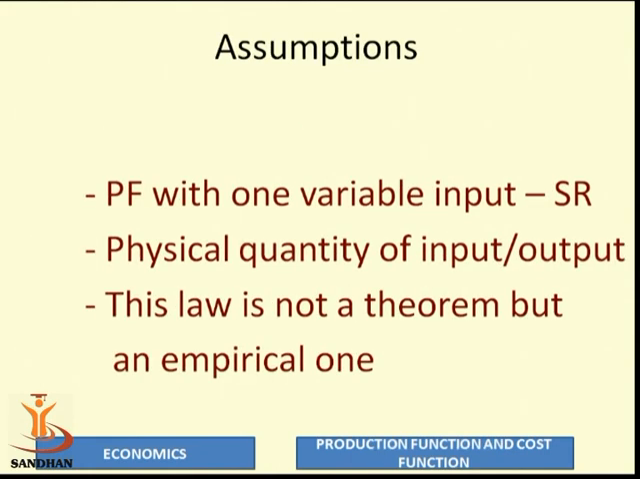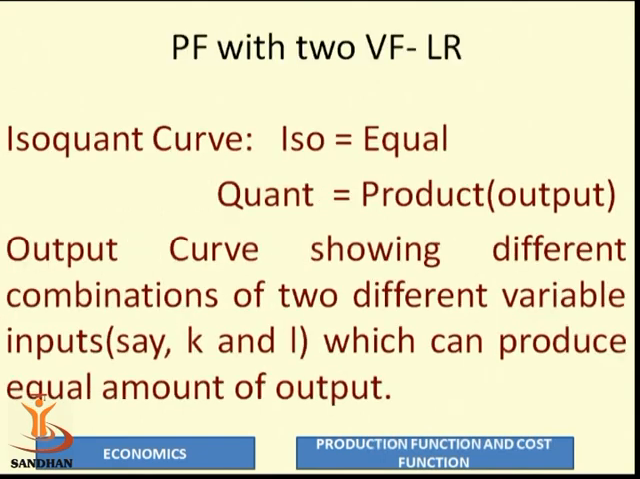So there are three assumptions this law follows. One, there is at least one variable input, that's why it is short run. Two, we don't consider the monetary terms, we consider only the physical quantity of input and physical quantity of output. And three, this is not a theorem, it's an empirical one.